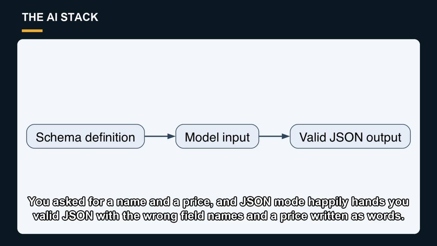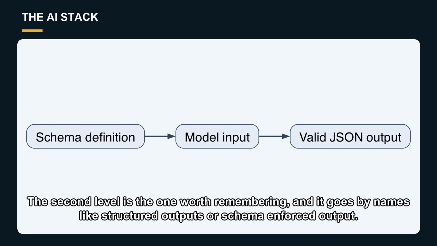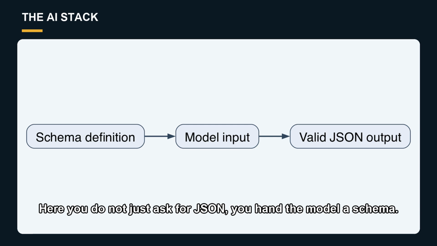You asked for a name and a price, and JSON mode happily hands you valid JSON with the wrong field names and a price written as words. Syntactically perfect, practically useless. The second level is the one worth remembering, and it goes by names like structured outputs or schema enforced output. Here you do not just ask for JSON, you hand the model a schema.